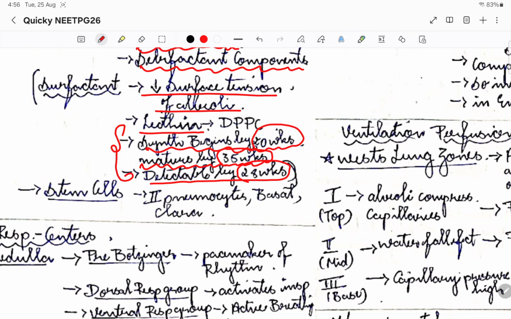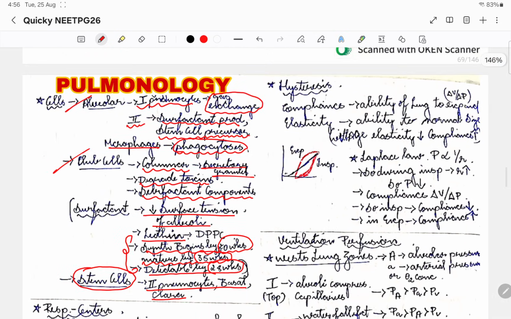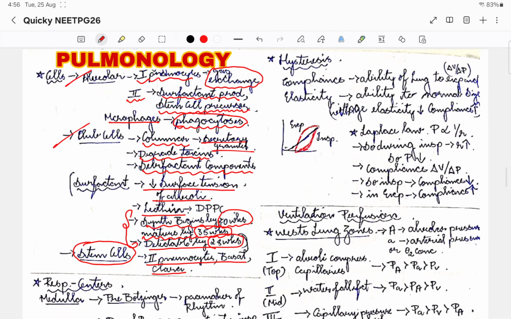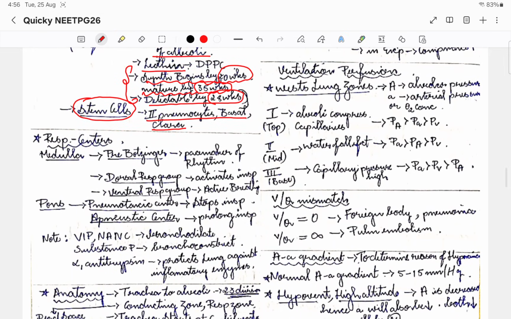Then the stem cells: type 2 pneumocytes, as I told you, basal cells and the Clara cells. These are the stem cells of the lung, and they help in regeneration if there is damage. So these are some of the basics of the cells present in the lungs.